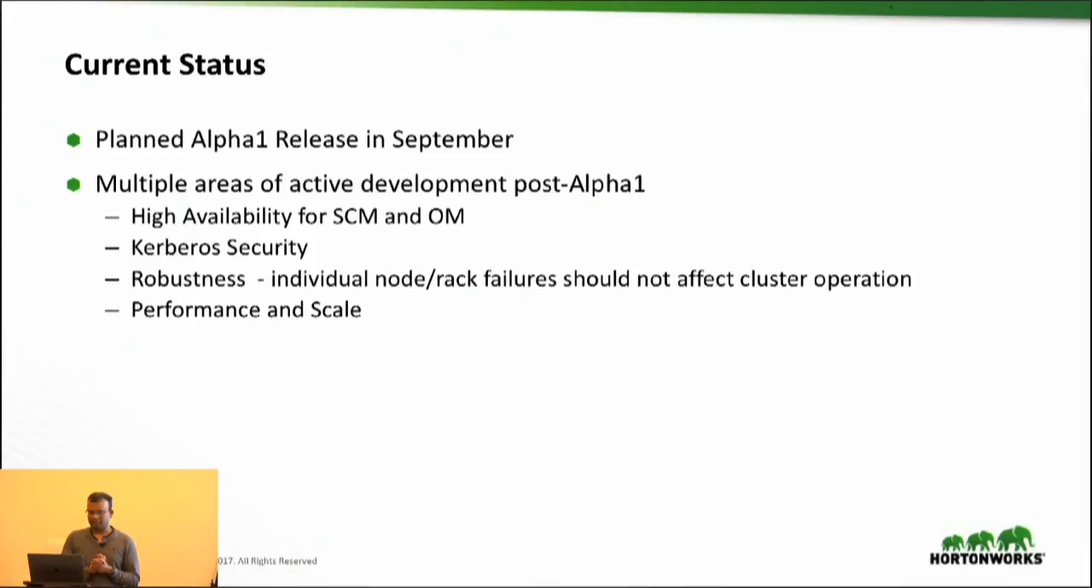Okay, so current status of Ozone, we are planning for an alpha release in September, and there are multiple areas where we are doing active development with the community: high availability, Kerberos security. We are working very hard on robustness, so we want to bring Ozone to the same level of reliability and robustness as HDFS has today. In HDFS, you lose a node, nobody even cares. You lose a rack, it's often just a blip. So HDFS continues to keep functioning, and we want to get Ozone there. So there's a lot of work that we are doing to get there.